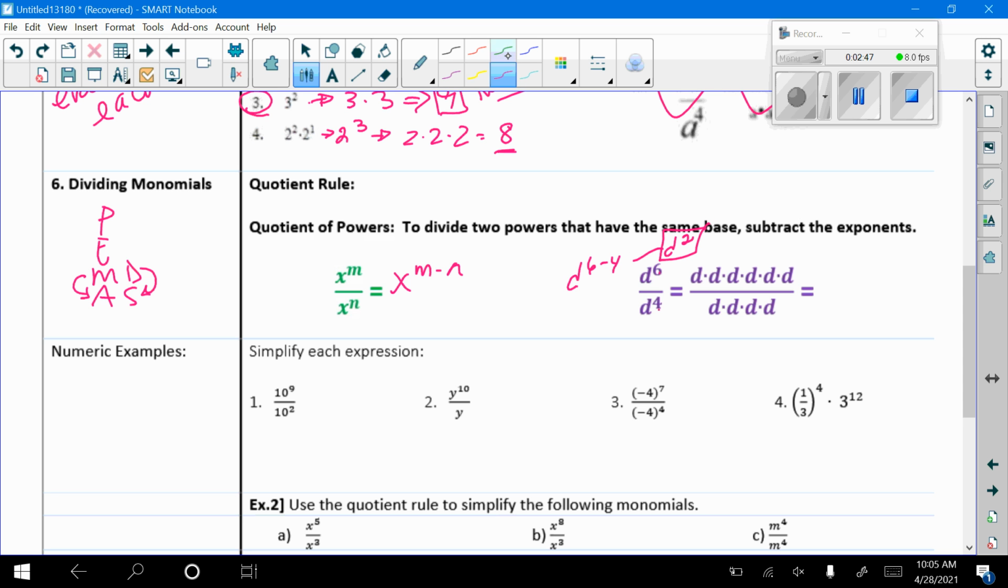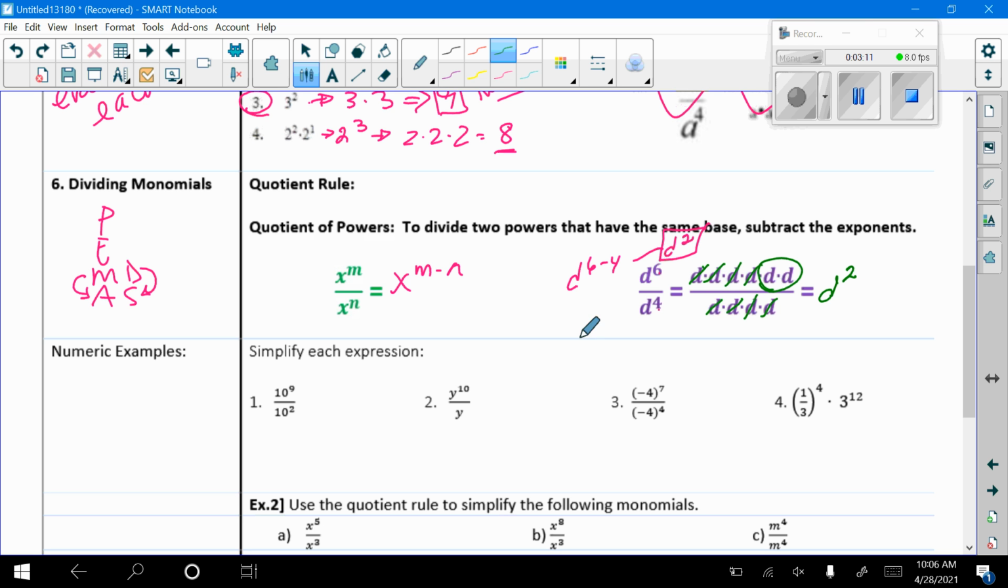Now, to show why that is, I wrote out 6 d's, 1, 2, 3, 4, 5, 6, and I've got 4 d's down here. d divided by d is 1. d divided by d is 1. d divided by d is 1. d divided by d is 1. So I end up with d times d, which is d squared.